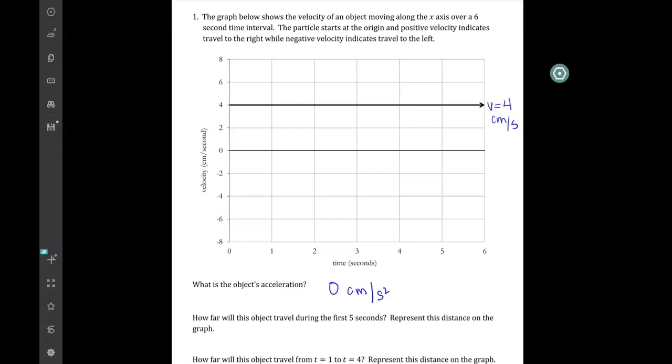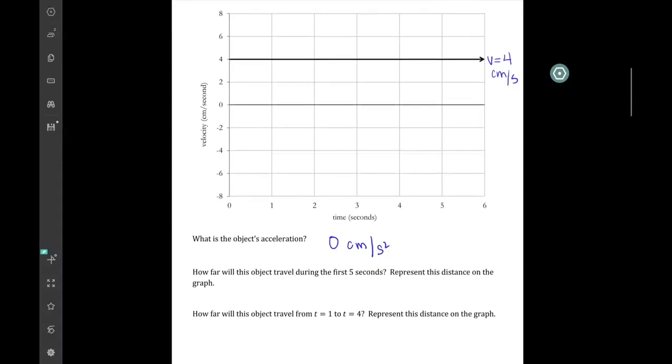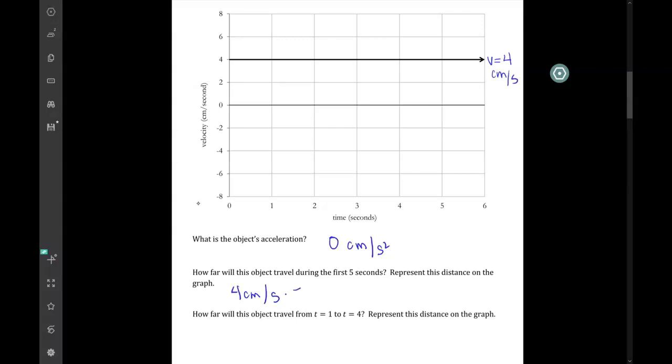Second question, how far will this object travel during the first 5 seconds? And then we want to represent that on the graph. After we make the calculation, show what that actually is telling us about the graph. Okay, so if we have something that's traveling 4 centimeters per second for 5 seconds, we should get a grand total of 20 centimeters. So we've got our answer.